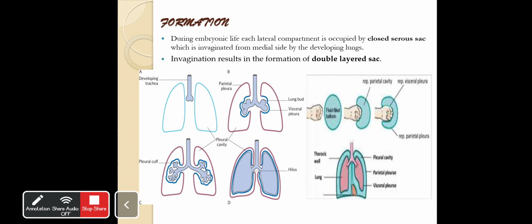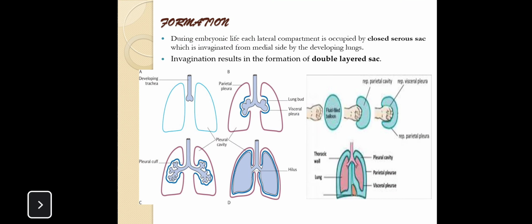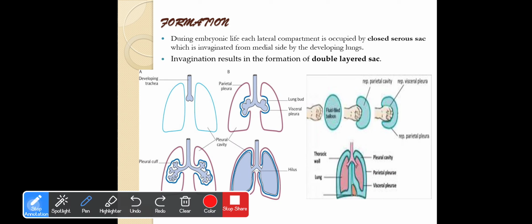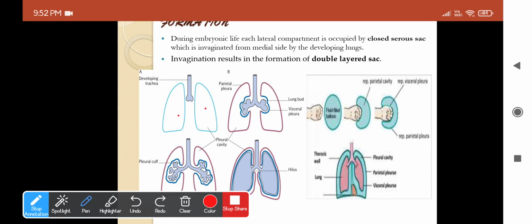It will be more interesting if you understand the formation of the pleura. So basically during embryonic life the pleura will be present as a serous sac on either side, and the lung bud developing from the medial aspect. So this is the serous sac and this is the developing lung bud. As the lung bud develops and invaginates, this will mold the serous sac into the outer parietal layer and the inner visceral layer. And this is how the two layers are formed from the serous sac.